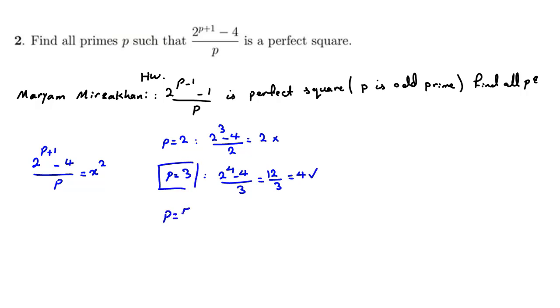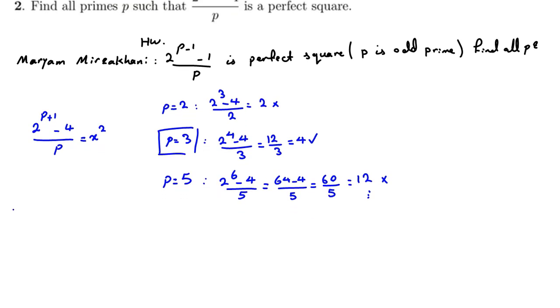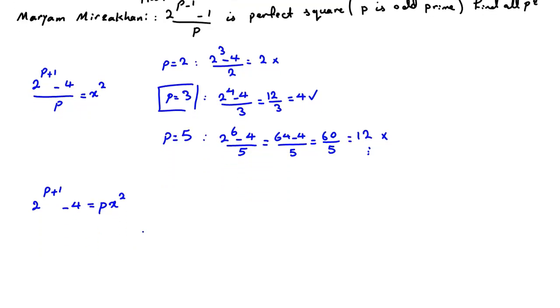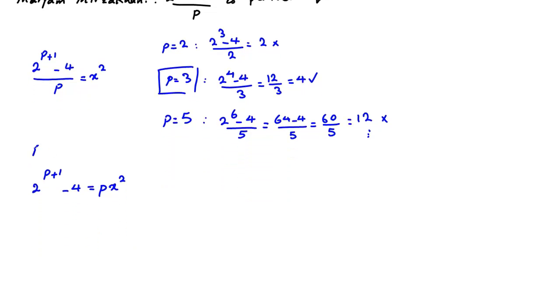For example, we can check p = 5. It will be (2^6 - 4)/5, which is 64 minus 4, 60 over 5. 60 over 5 is what? It is 12. It's not good. So let's consider the general case. We say 2^(p+1) - 4 = px squared. We can consider p odd, and we can say p is at least 7 because we've checked up to p = 5.